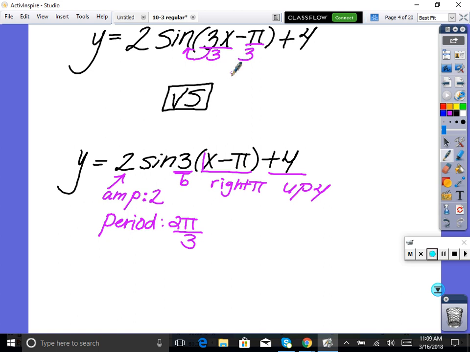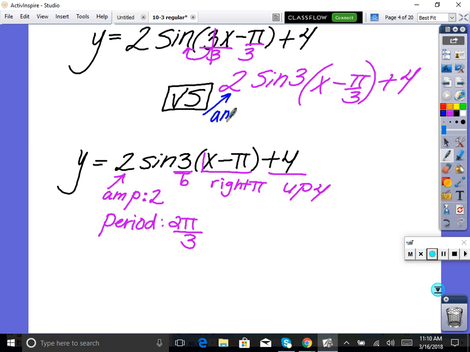So in this case, we would have to pull out a 3 first, and then we would get this. 2 sine, we pulled out a 3. Now left would be x minus pi thirds, actually, plus 4. So now we would say our amplitude is 2. Our period is still 2 pi over b, so 2 pi thirds. But now we're shifting right pi thirds actually. And this one's up 4.